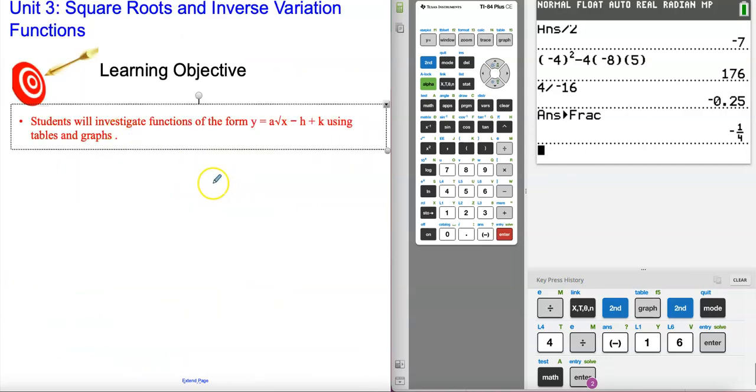So in Unit 3, getting started with Lesson 1, we are going to our objective for this lesson. It says students will investigate functions in the form of y equals a times the square root of x minus h plus k. And just to let you know that this square root is over that h, like that. So it's like the square root of x minus h plus k, and then you have this little value out here. Alright, so let's go ahead and get started.